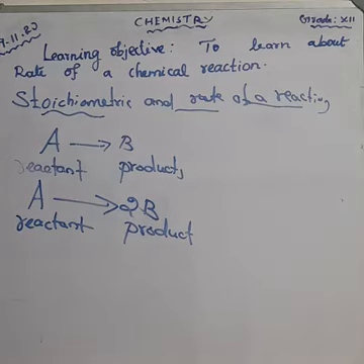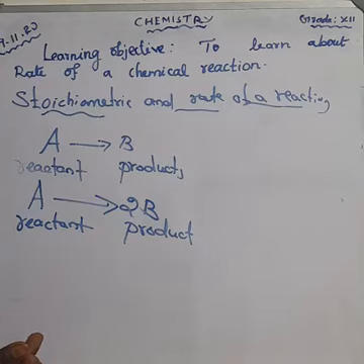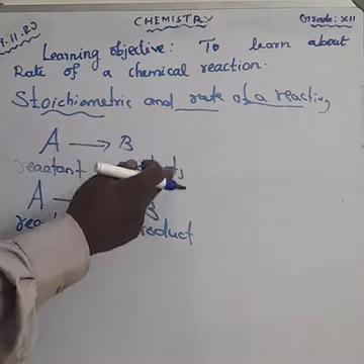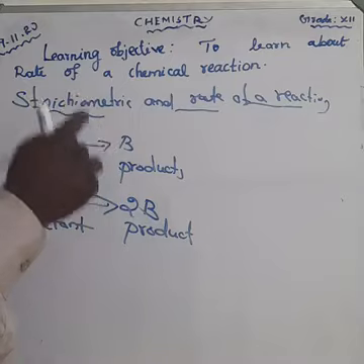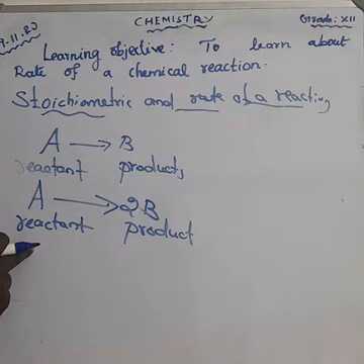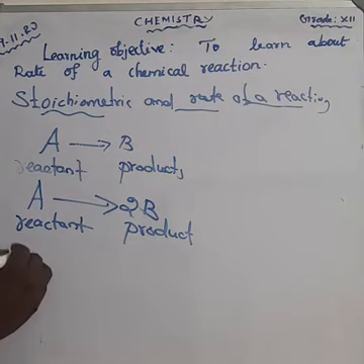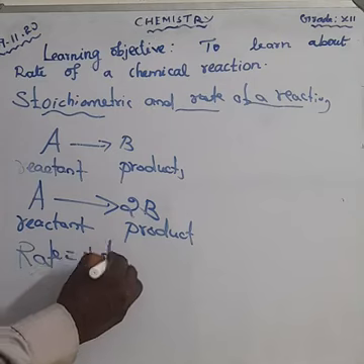That means the rate of the formation of B is twice as fast as the rate of the disappearance of A. This is the condition. Twice means double. So we can write one expression: the rate is equal to plus dB.